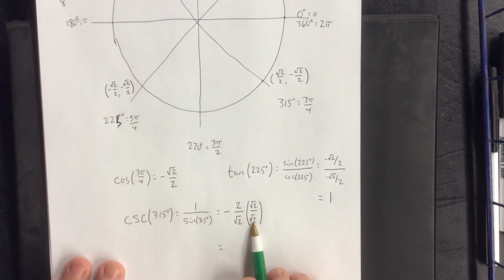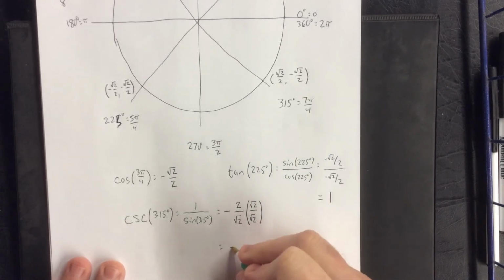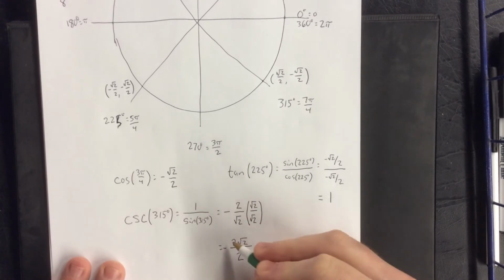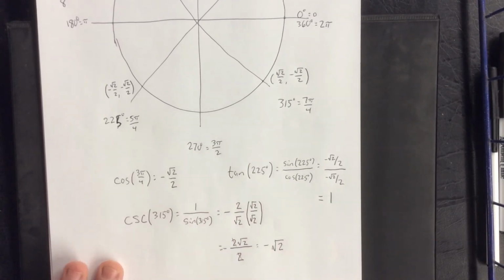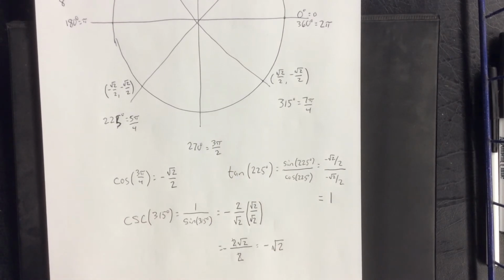The root 2 times root 2 in the denominator will be 2. We'll still have a negative, and this will be 2 square roots of 2 on the top. You can then reduce the 2's so that you are left with simply negative square root of 2. Anytime you're dealing with these pi over 4s or 45 degree angles, you are going to see a lot of square roots of 2.